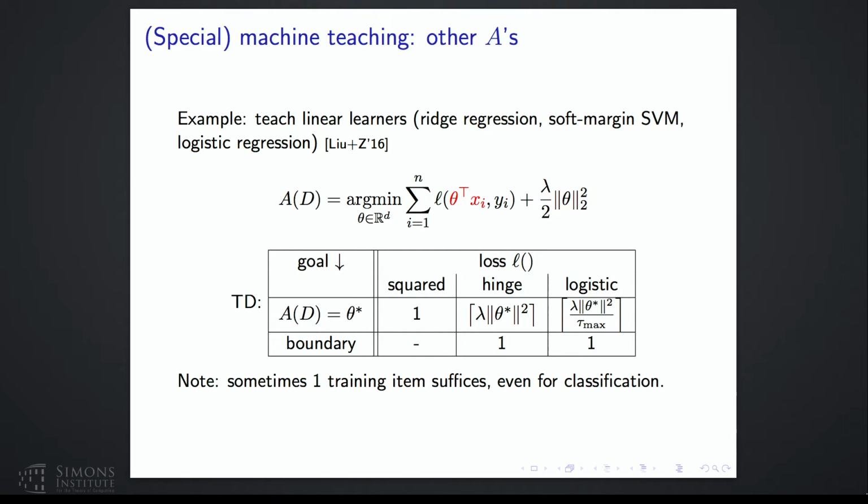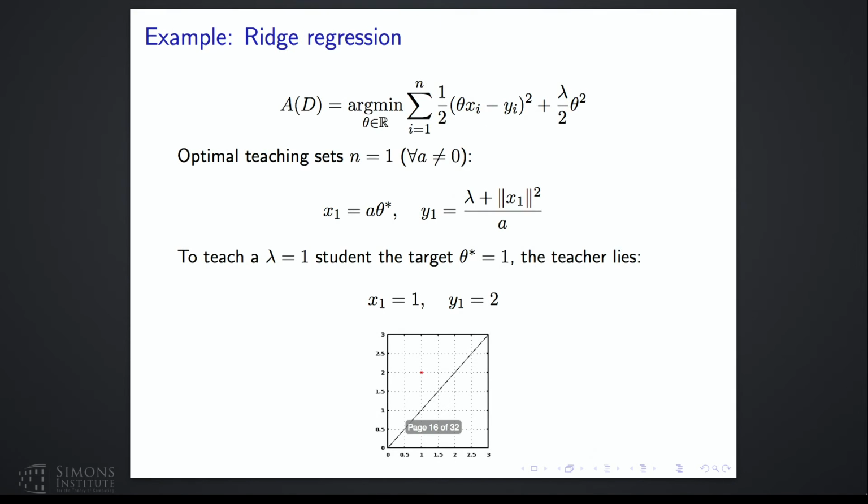So that is saying you could get away by teaching with a single example, even for classification. You will get the correct decision boundary, sometimes parameter, even with one positive example. You don't need a negative example, or vice versa. And the reason you can do that is because the student has a regularizer. And that is acting as a negative pull from the training item. So you can still control it with a single training item. Let me show you a simple example where we look at the squared loss.